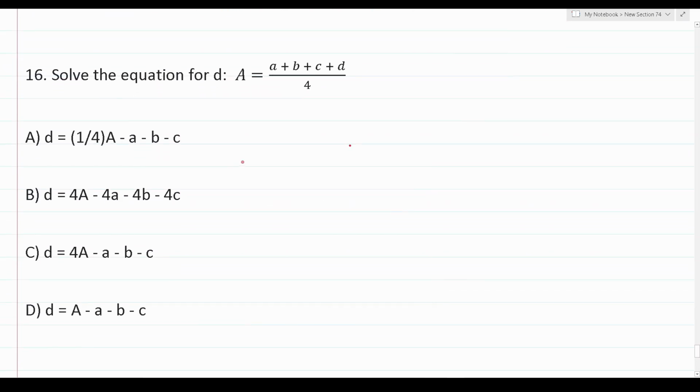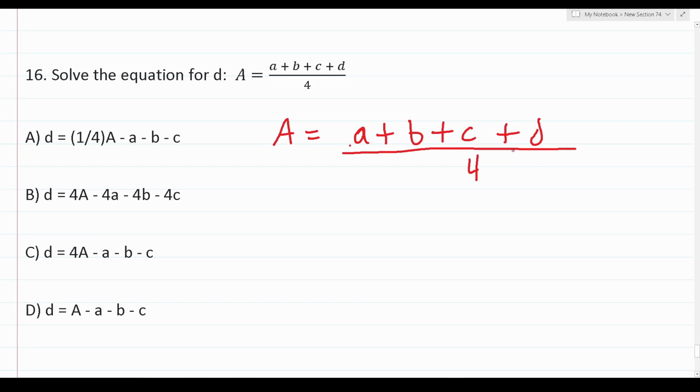All right, so 16 says solve the equation for D. We're given the equation A equals A plus B plus C plus D over 4. In case you're wondering, this formula right here is how you would find the average of 4 different data points. So this is the average formula. And I'm going to start by copying this one down. We have A equals A plus B plus C plus D over 4. And we want to solve for D.